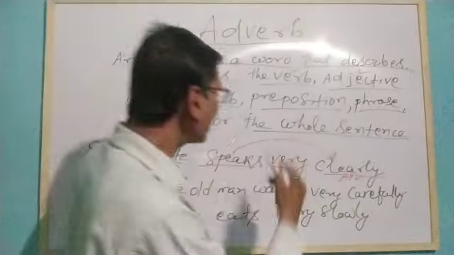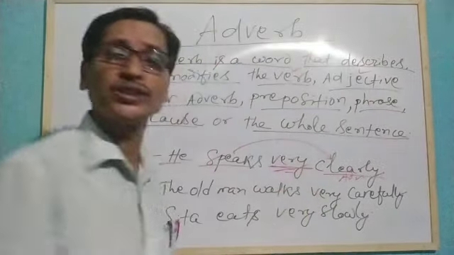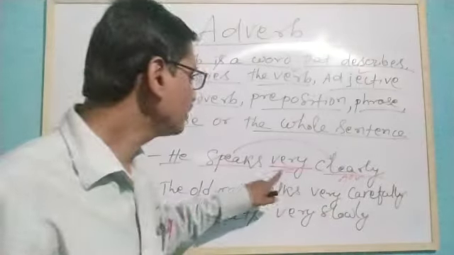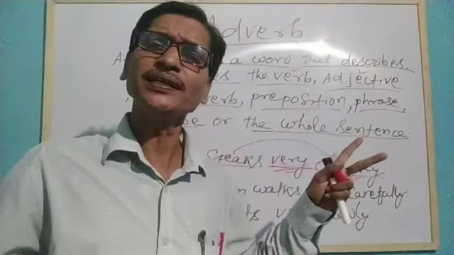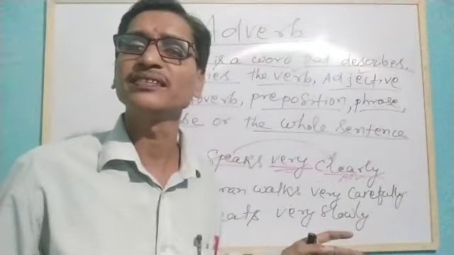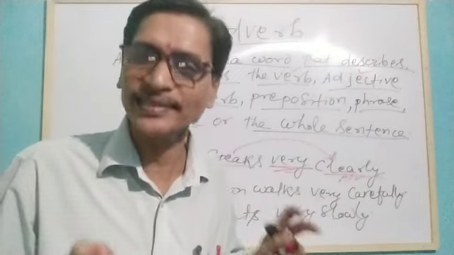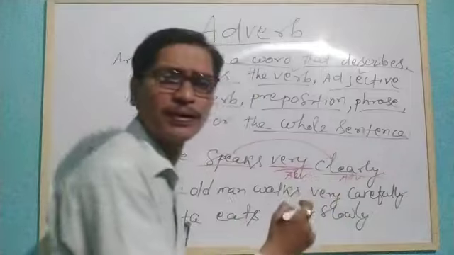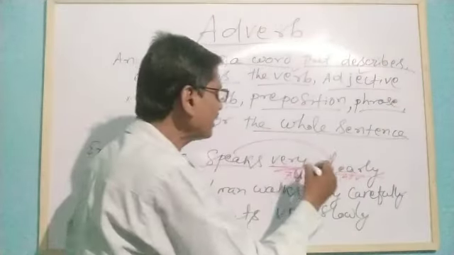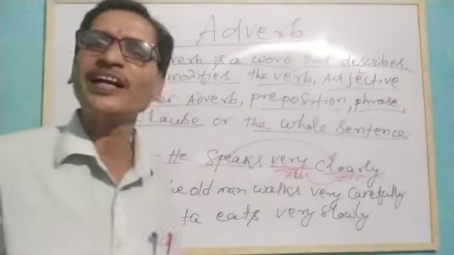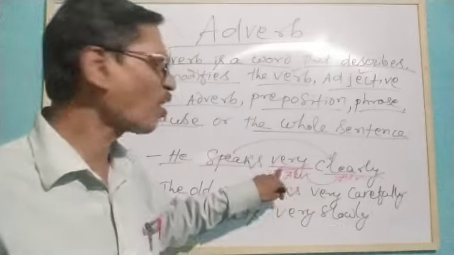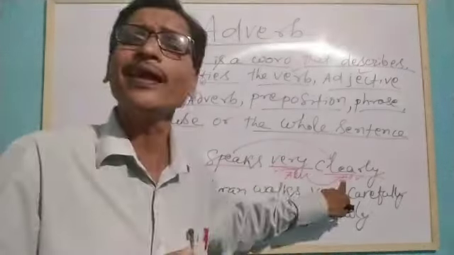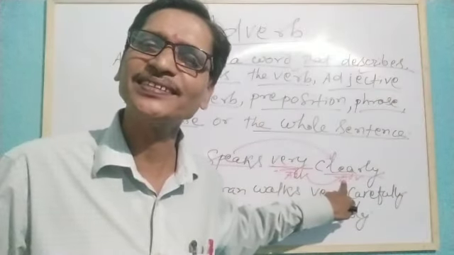But before this adverb, we have also used very. Very clearly. That means how much clearly? Very clearly, not less clearly. Understand? So here very is another adverb, enhancing the meaning of the adverb clearly. So this word is functioning as an adverb of another adverb in our sentence.